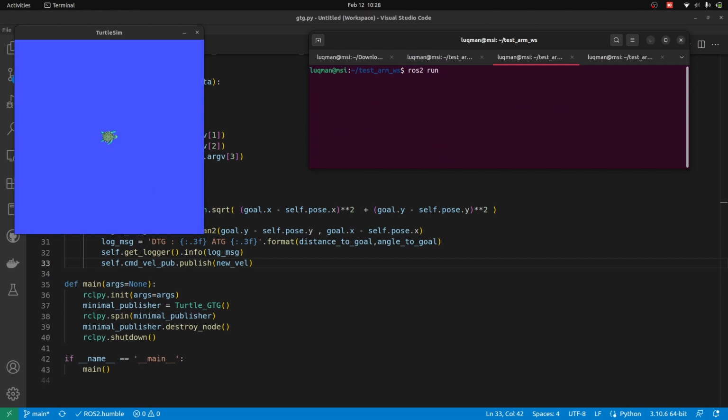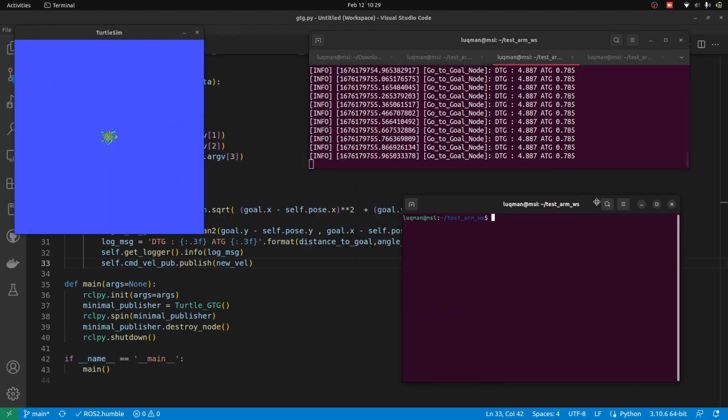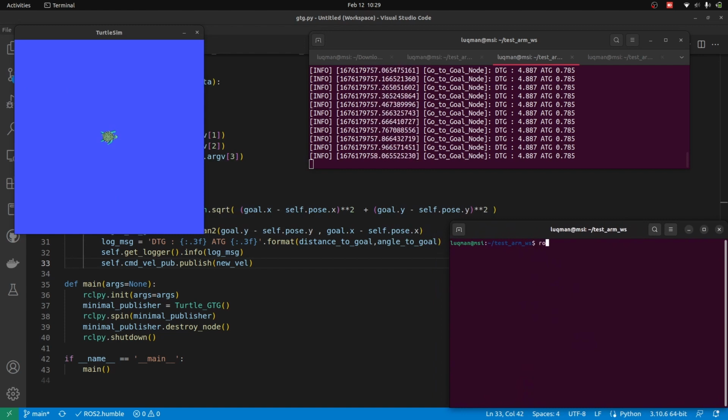ros2 run robomath, and I want to move it to 9,9 and 1.57 is the rotation. I have to give the name of the node. So it is now logging the data. Distance to goal is 4.8, angle to goal is this. I have to artificially move the robot. For that, let's run another node, teleop key node, that is going to drive the robot.